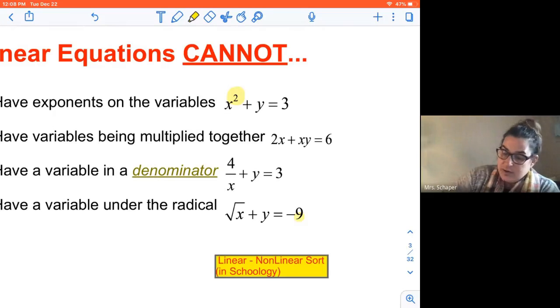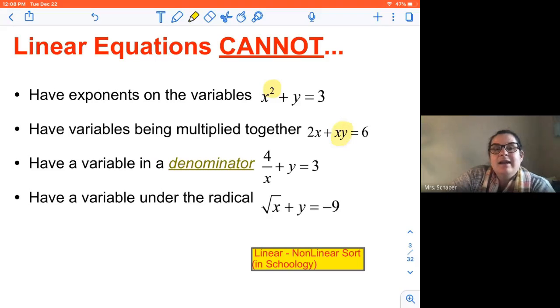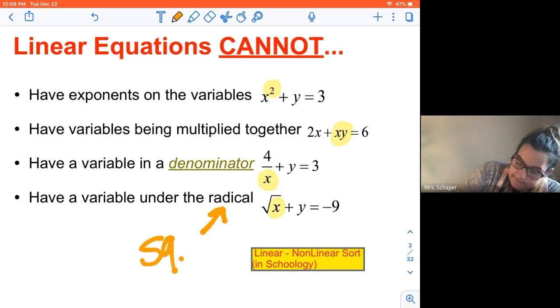For this next one, you can't have two variables multiplied together. That makes it non-linear. You can't have a variable in the denominator. That makes it non-linear. And you can't have a variable under the radical symbol. And the radical symbol is the square root.